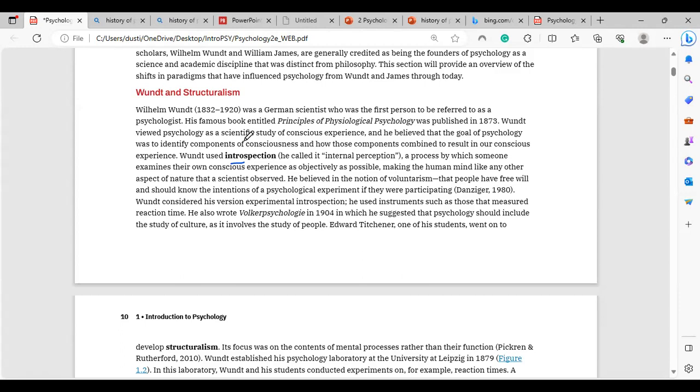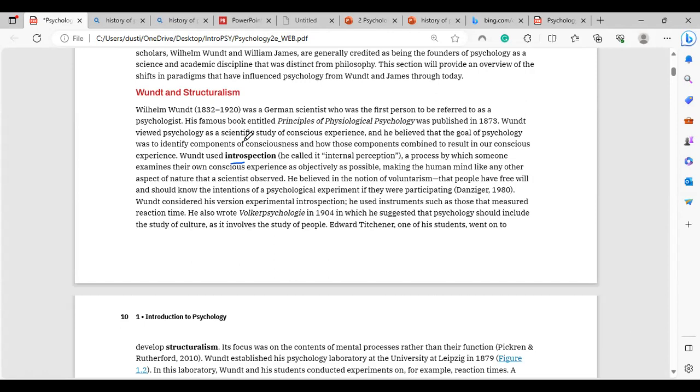He used introspection. He called it internal perception. As I said in that quote about him, he said internal relations. It is a process by which someone examines their own conscious experiences as objectively as possible, making the human mind like any other aspect of nature that a scientist observes. So he believed in the notion of voluntarism, that people have free will and should know the intentions of psychological experiments if they were participating.